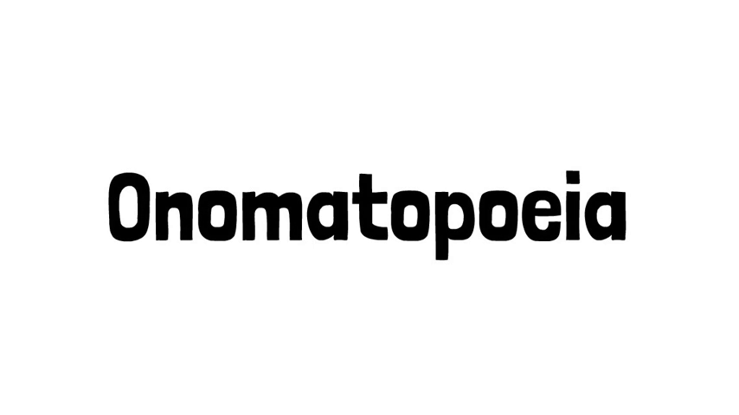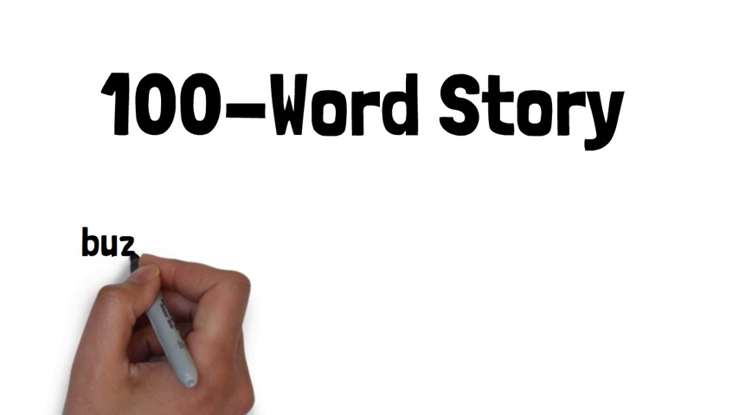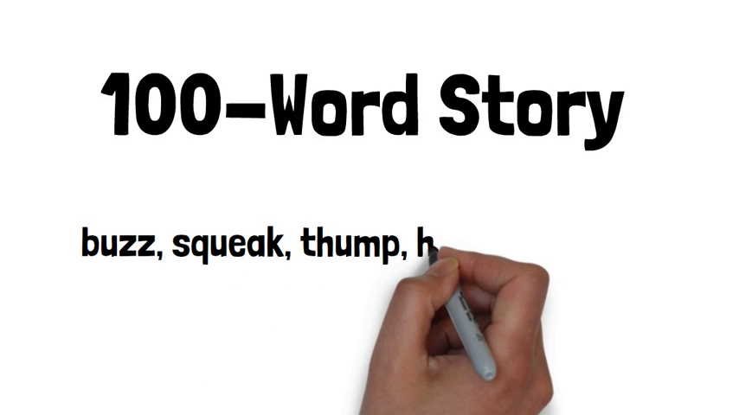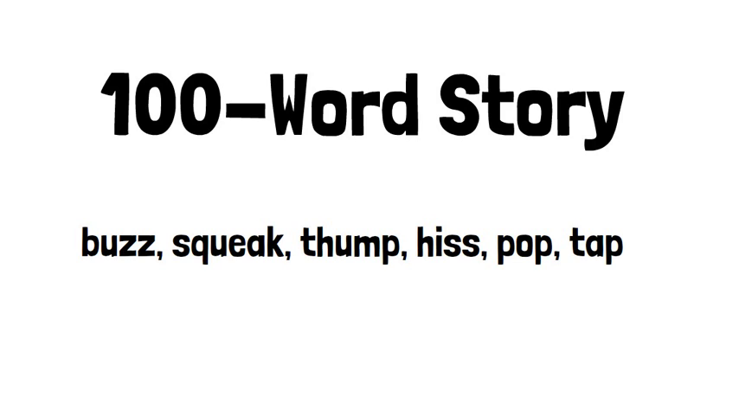Now that you know what onomatopoeia is, here is your task. Write a 100-word story that incorporates the words buzz, squeak, thump, hiss, pop, tap. What your story is about is up to you. Just be sure you incorporate this list of onomatopoeias in your story.